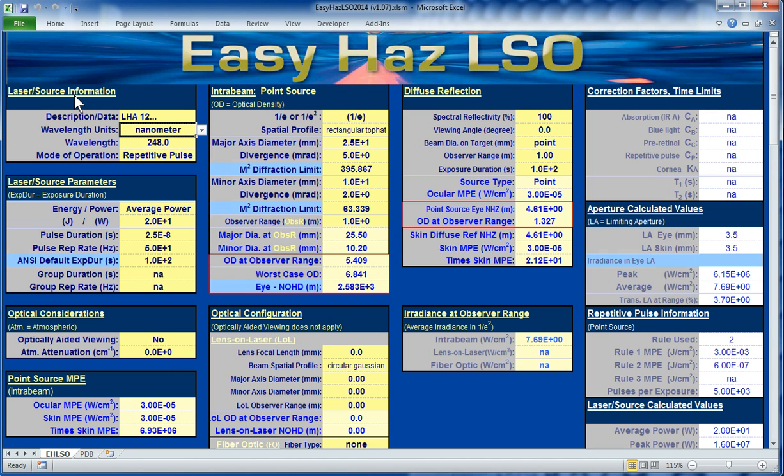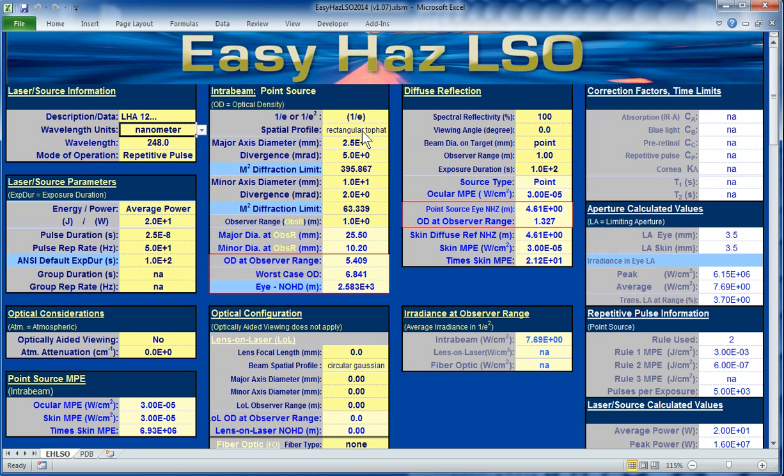What excimers do is they produce UV light, and you can get different wavelengths out of it by using different gas mixes. We commonly find these lasers in laboratory use. Now we've loaded in the parameters. The one thing I would like to point out here is that the ANSI default exposure duration for UV light is 100 seconds. Right? So we have the 100 seconds in.